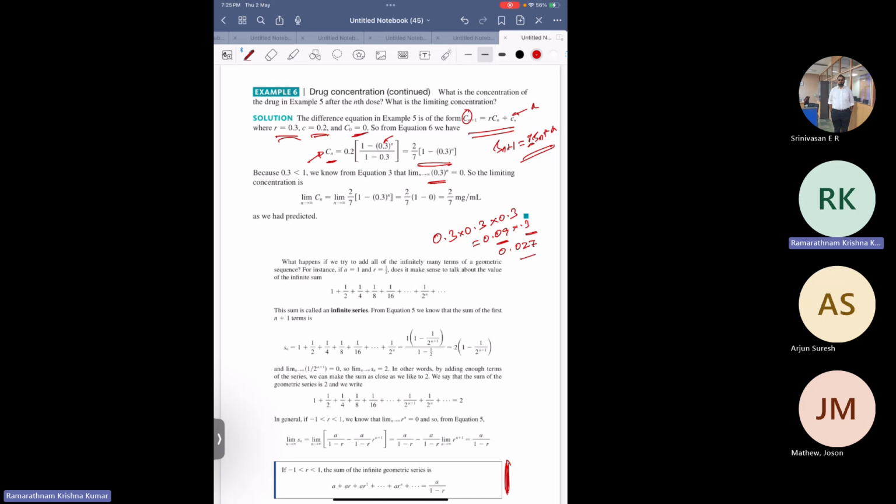0.027, then multiplied by 0.3 again keeps on decreasing. Clear? So when n tends to infinity, 0.3 power n will go to 0. Right? So that is equal to 0. When will it not go to 0? It will explode.